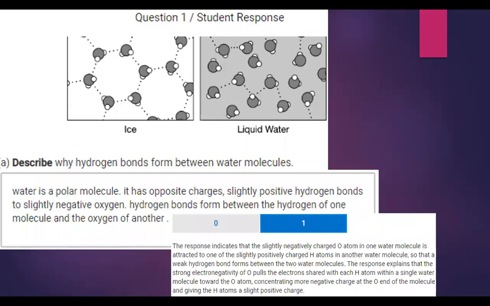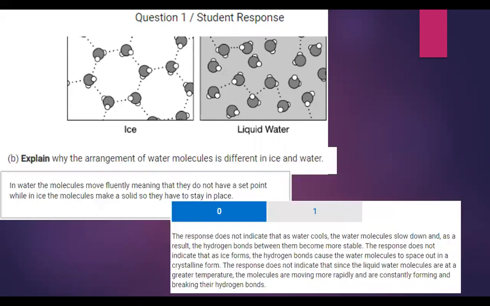This person earned a full point. Water is a polar molecule. It has opposite charges, slightly positive hydrogen, slightly negative oxygen. Hydrogen bonds form between the hydrogen of one molecule and the oxygen of another. Excellent response. 2 different molecules. Talked about which one was positive and which one was negative. Good job on that one.